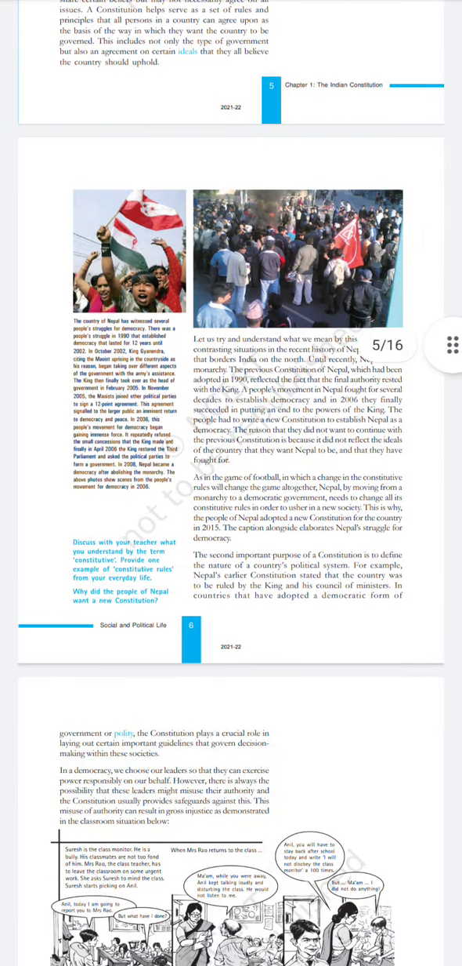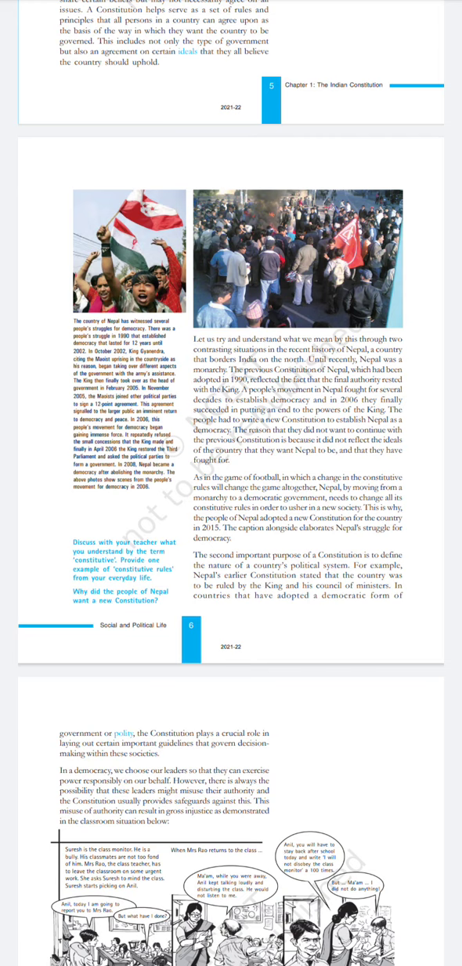Take a look at these images. The country of Nepal has witnessed several people's struggles for democracy. There was a people's struggle in 1990 that established a democracy that lasted for 12 years until 2002. In October 2002, King Gyanendra, citing the Maoist uprising in the countryside as his reason, began taking over different aspects of the government with the army's assistance. The king then finally took over as the head of government in February 2005.